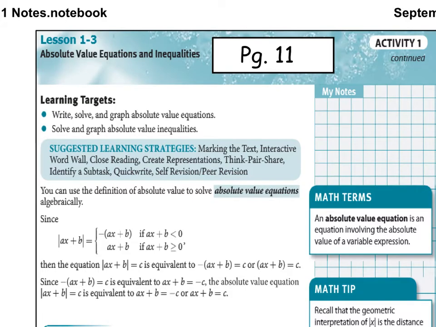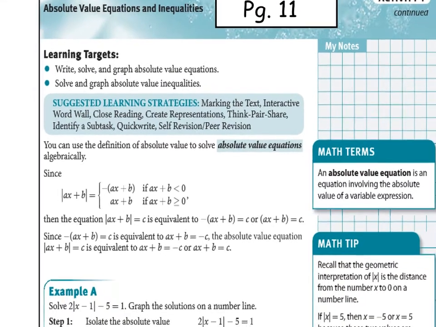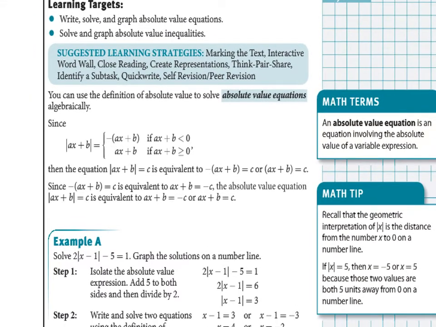All right, so now we're getting into the Springboard book here. So this will be page 11. The PDF is in Schoology for you guys. So basically, we want to talk about solving these as they get a little bit more complicated, and then we will get into some inequalities as well. But first off, it's talking about the definition of absolute value to solve these, and it looks really fancy.